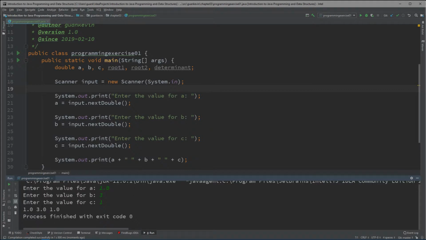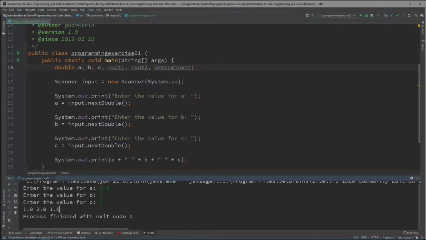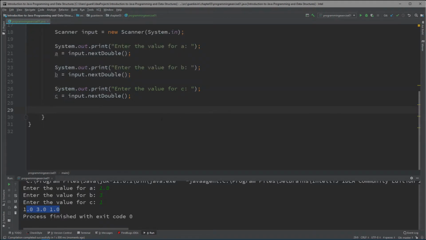The reason instead of it displaying just a 3 and it shows 3.0 and 1, it shows 1.0 is because we're saying this is a double value, right? So if it's a double value, it'll show as a double. So that's what you see right there. So now we got our A, B, and C.